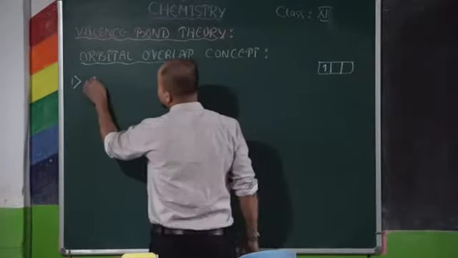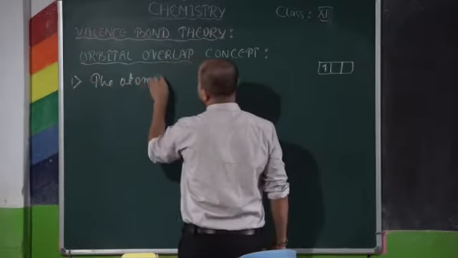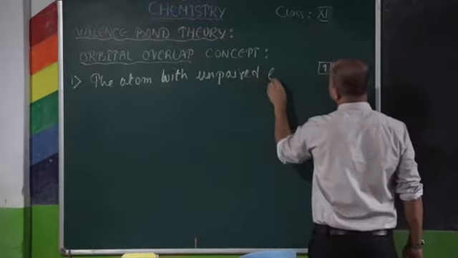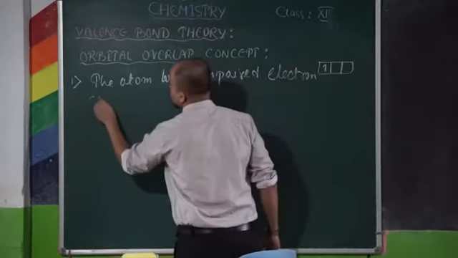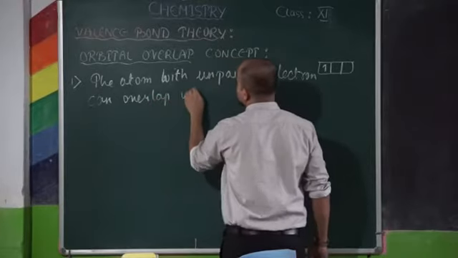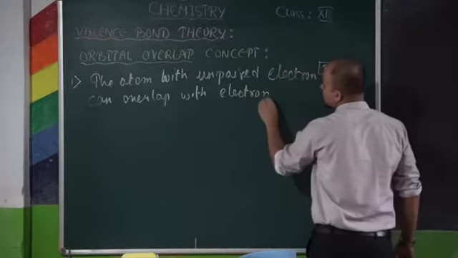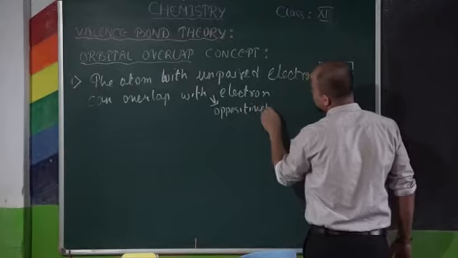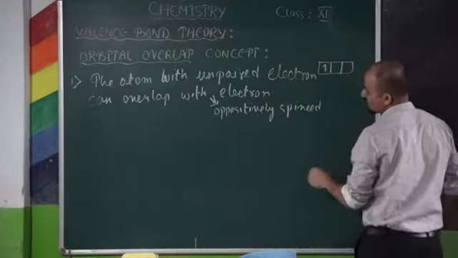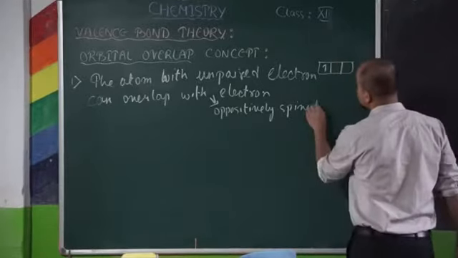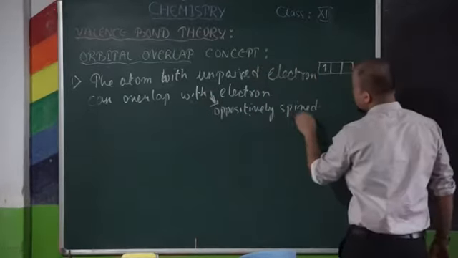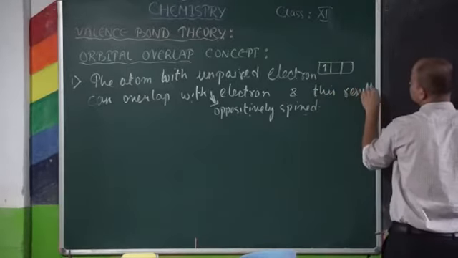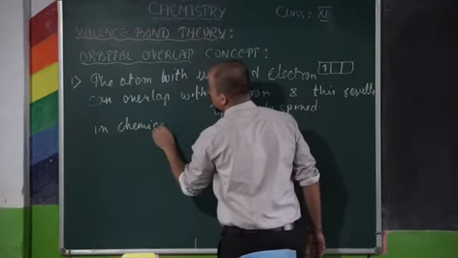So the first point is that an atom with an unpaired electron can overlap with an electron of opposite spin, and this results in chemical bonding.